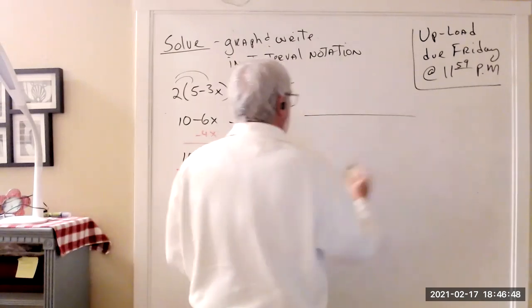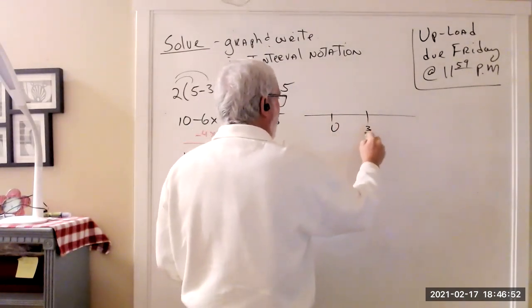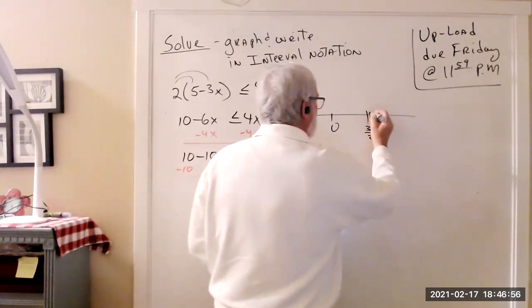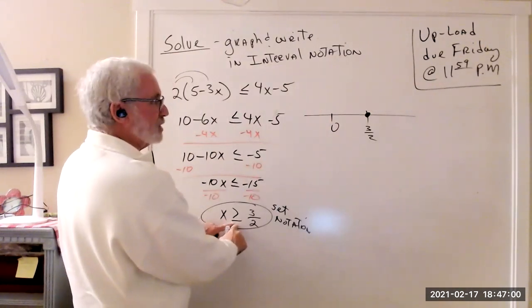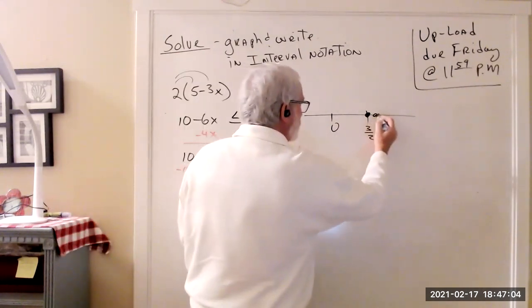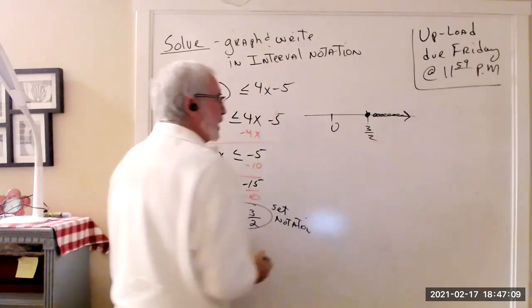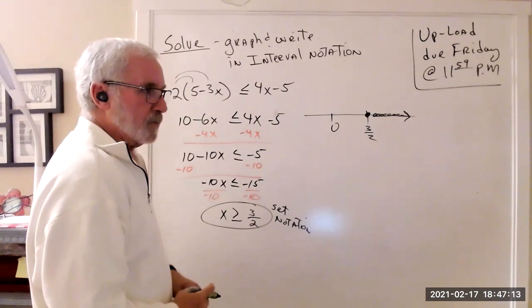Okay. If we graph it, here's 0, here's 3/2, 1.5. Because it's equal, we put a solid dot, and then it's pointing in the direction we shade. So it looks something like that. X is greater than or equal to 3/2. That would be its graph.